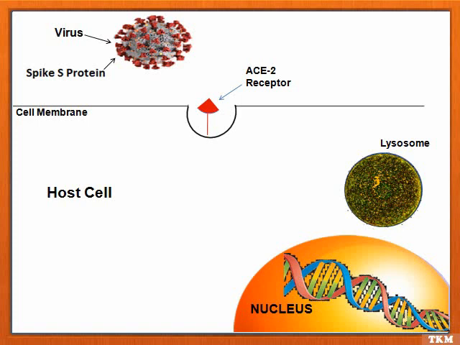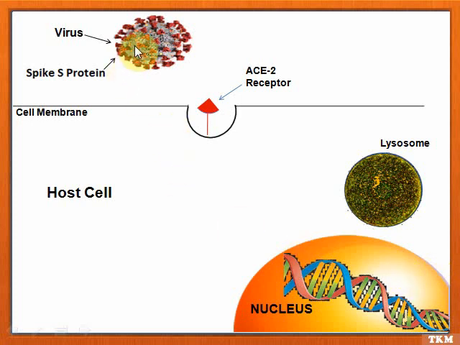Okay, now let's come to our mechanism of action. In this diagram, we can see this is the host cell membrane, and the receptor that is there on the surface of the cell membrane. This is the lysosome. This is the nucleus of the host cell. This is the COVID-19 virus that has spike S proteins on its surface. So the lysosome is responsible for recycling of waste products. Nucleus, it contains the genetic code.